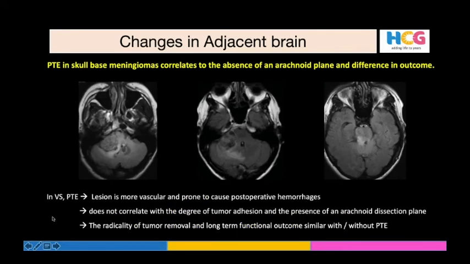So there could be some peritumoral edema. This lesion, usually if you see perilesional edema, the lesion is kind of more vascular. The chances that there will be cystic degeneration in the future is very high. And again, as I said, this does not correlate with the degree of tumor adhesion and progression and the presence of arachnoid dissection plane.